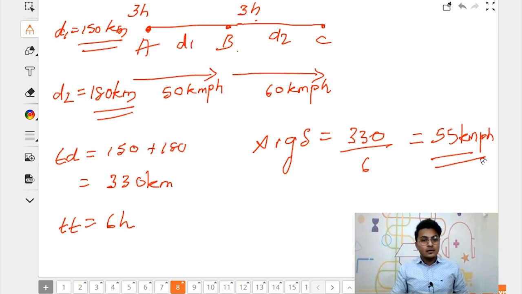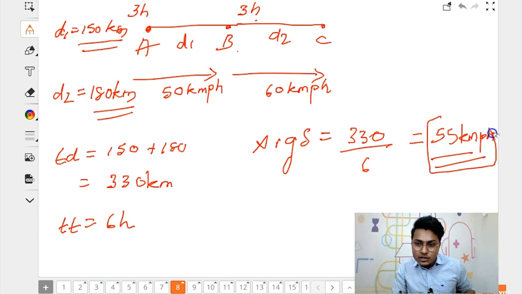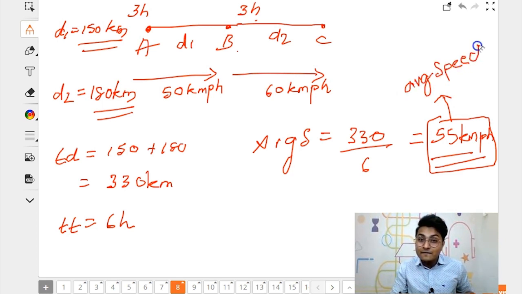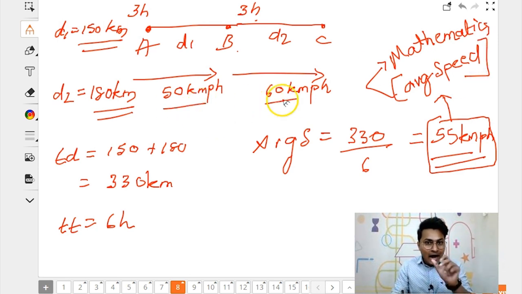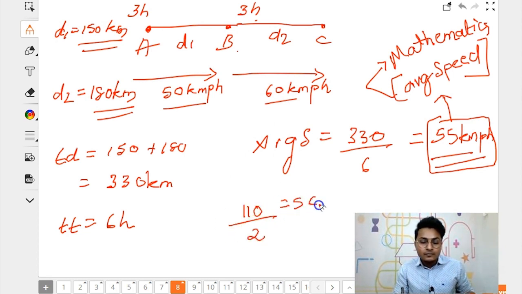And guys, if you notice very clearly, this 55 kmph which you have got is actually the average speed, and I'm not talking about physics. I'm talking about the mathematical average. Just notice carefully. The speeds given to you were 50 and 60. When you add both of them, you get 110. Divide by 2, you get 55. And that is your mathematical average itself.